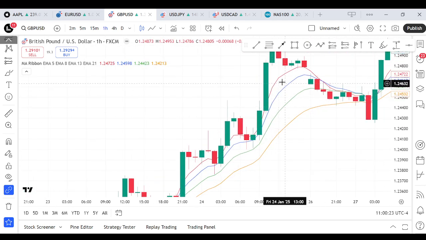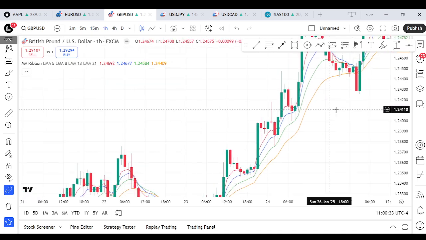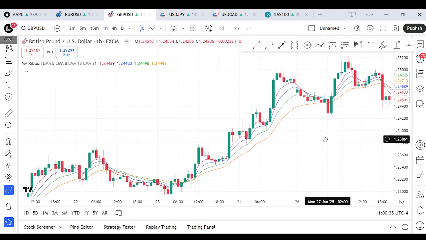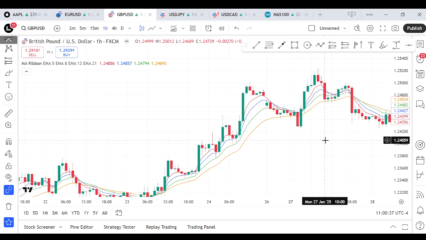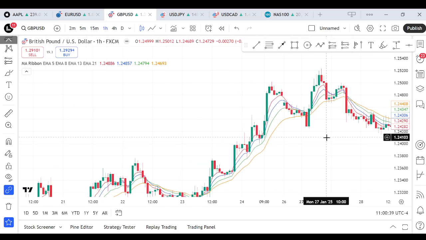Now they are all lined up. The red is the 5 EMA, the blue is the 8 EMA, the green is for the 13 EMA, and this orange one here is for the 21 EMA. So I'm going to show you how you can use this Fibonacci EMA to trade the markets effectively. As you can see in this chart, the different EMAs interact with each other and the price action.